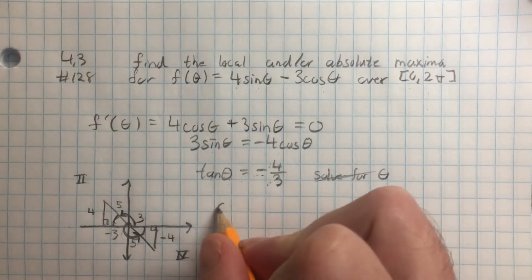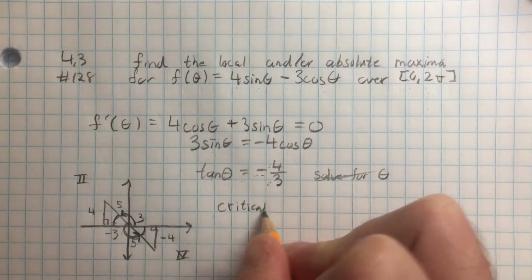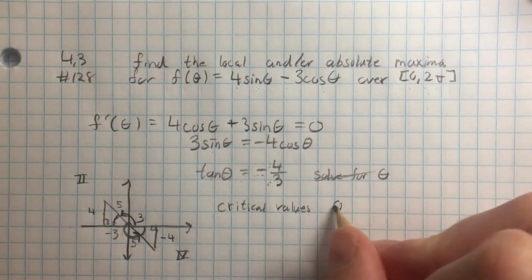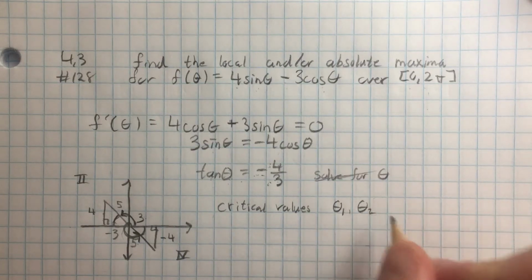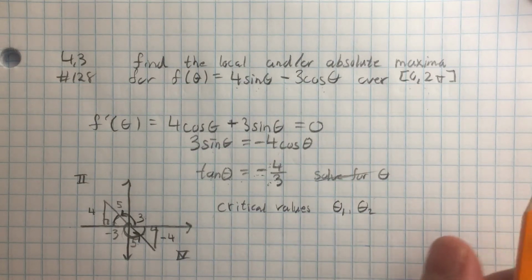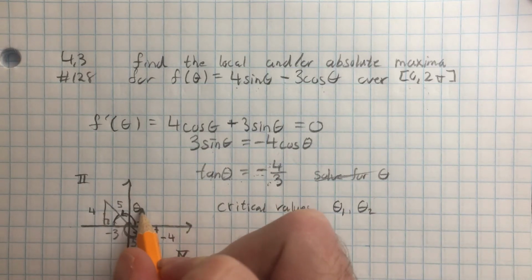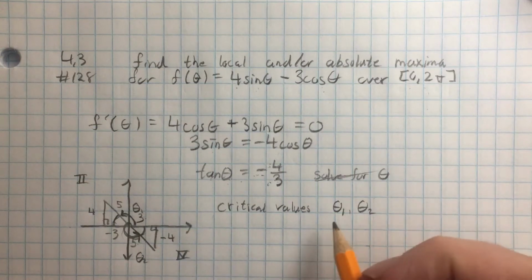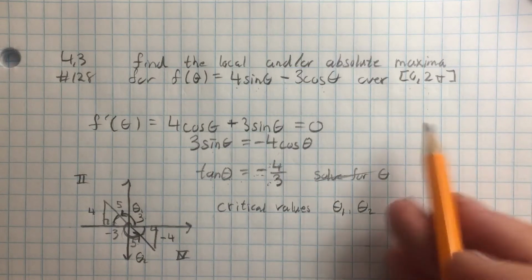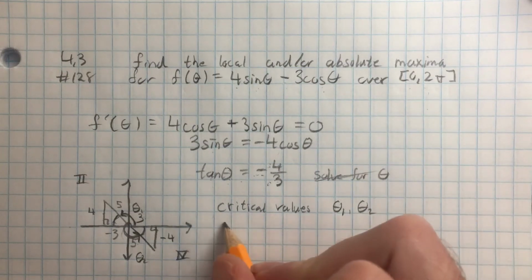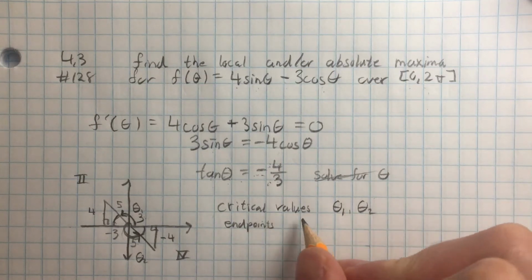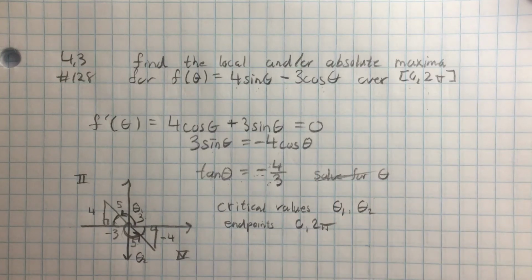The critical values here, I'm going to call, because I don't actually have their value, theta 1 and theta 2, okay? So theta 1 will be this one, in the second quadrant, and theta 2 will be the one that fell out in the fourth quadrant, all right? So that gives us our two critical values over this interval, and we also have the endpoints to worry about, 0 and 2 pi.